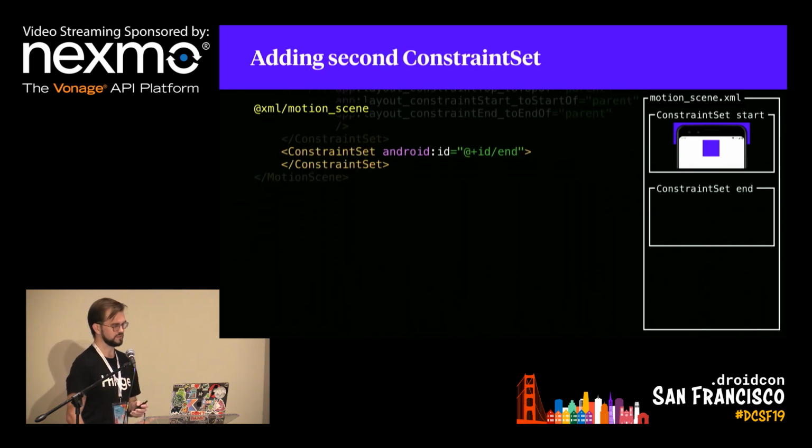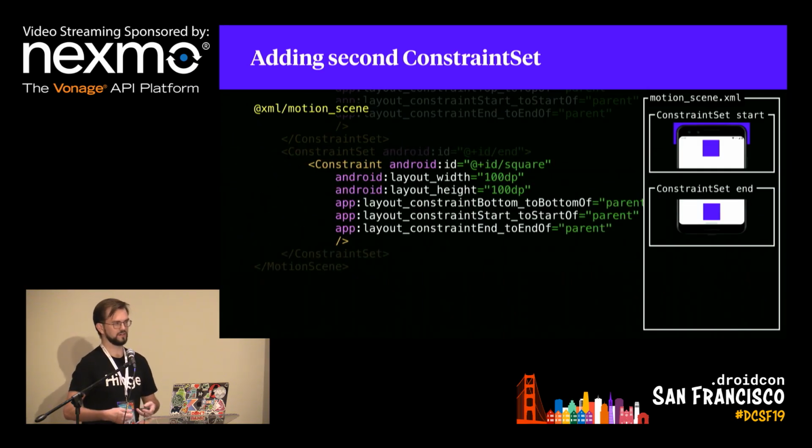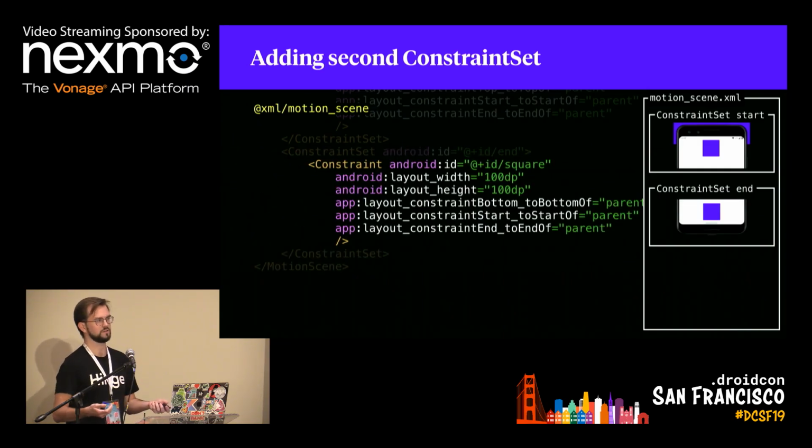The second constraint set I'm going to make, because we actually want to animate somewhere, not just have a start state, I'm going to call the end state. And inside this end state, I'm going to give it a constraint to just the bottom of the parent. So it's just going to go from the top of the screen to the bottom. But there needs to be some input in order to cause that to happen, whether it's programmatic or user-driven.